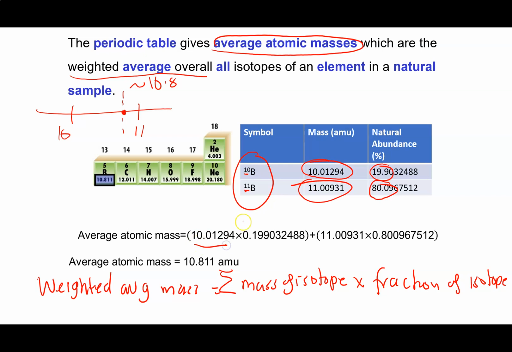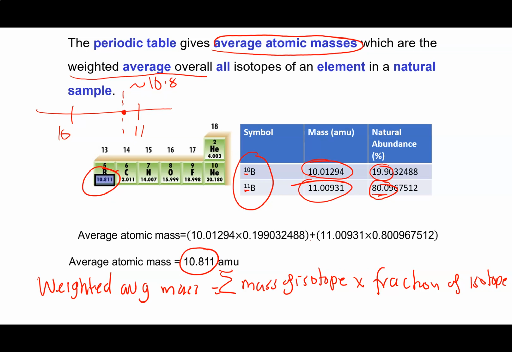So we take the mass of the first one, multiply it by the fraction, which is simply the percentage divided by 100. Okay. And then you do that for every other isotope. We've got the second one plus the mass of the second one multiplied by its fraction, which is just the percentage divided by 100. And if we had 5 of these, we'd keep going for all 5 of them. So having done that, what I end up with is the weighted average mass, which agrees with the value in the periodic table.